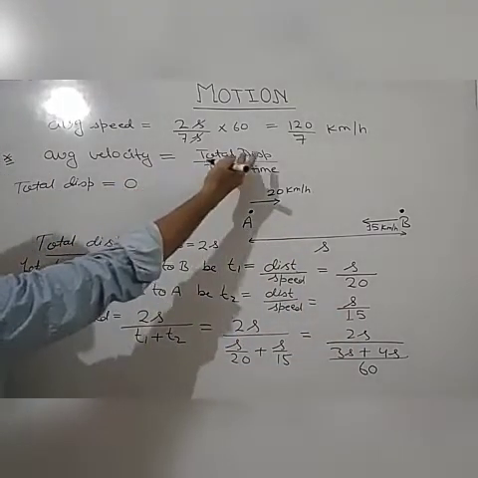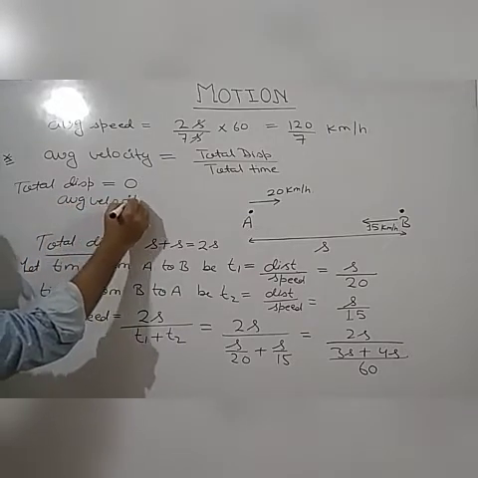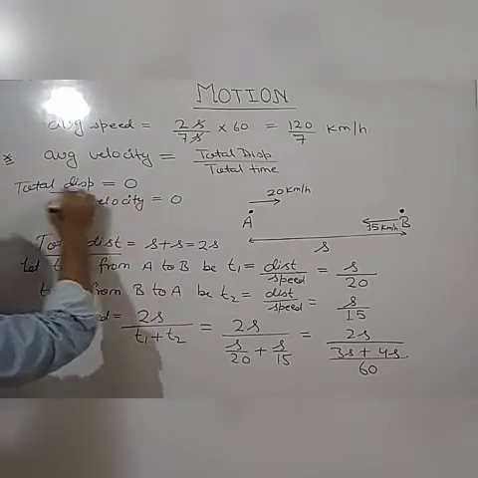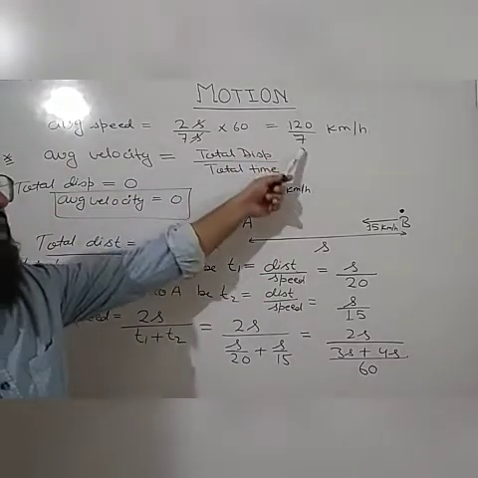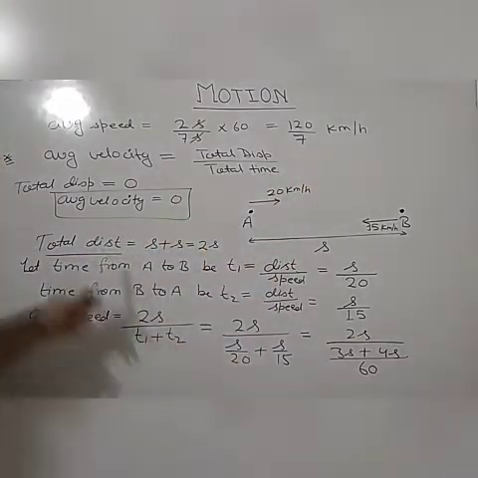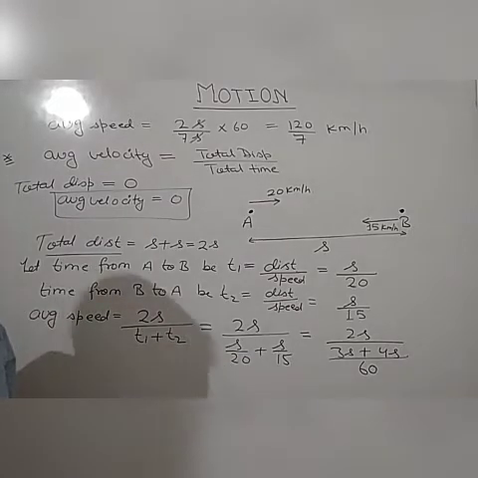And if displacement is 0, then what will be the average velocity? Average velocity will always be 0. So average speed is coming out to be 120 by 7 km per hour and average velocity is equal to 0. Clear? So in this way, we have solved the problem based on average speed, average velocity and acceleration.